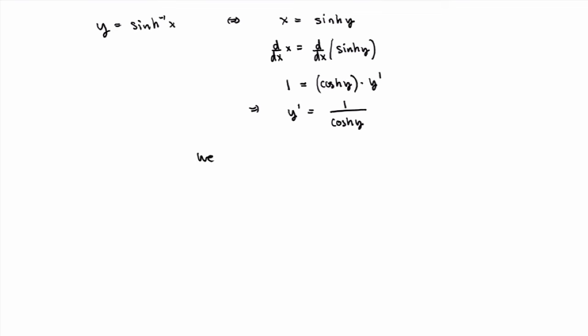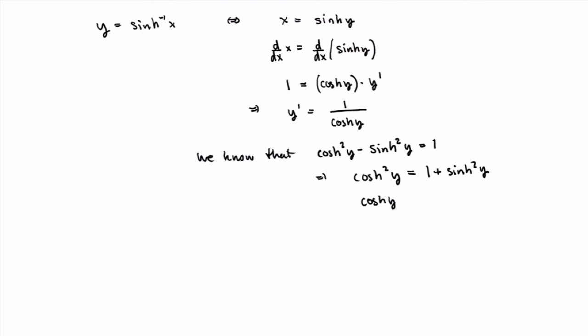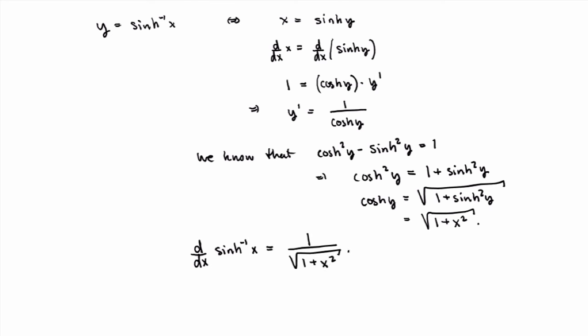More precisely, we know that hyperbolic cosine squared of y minus hyperbolic sine squared of y is equal to 1. So I can rewrite that as hyperbolic cosine squared of y equals 1 plus hyperbolic sine squared of y. And then I need to take the square root. If you look back at the definition of the hyperbolic cosine, you will see that it's always positive, so here I must take the positive square root. And hyperbolic sine of y is just equal to x by definition, so this is equal to the square root of 1 plus x squared. Substituting back in my expression for y prime, I conclude that the derivative of the inverse hyperbolic sine of x is equal to 1 over the square root of 1 plus x squared.